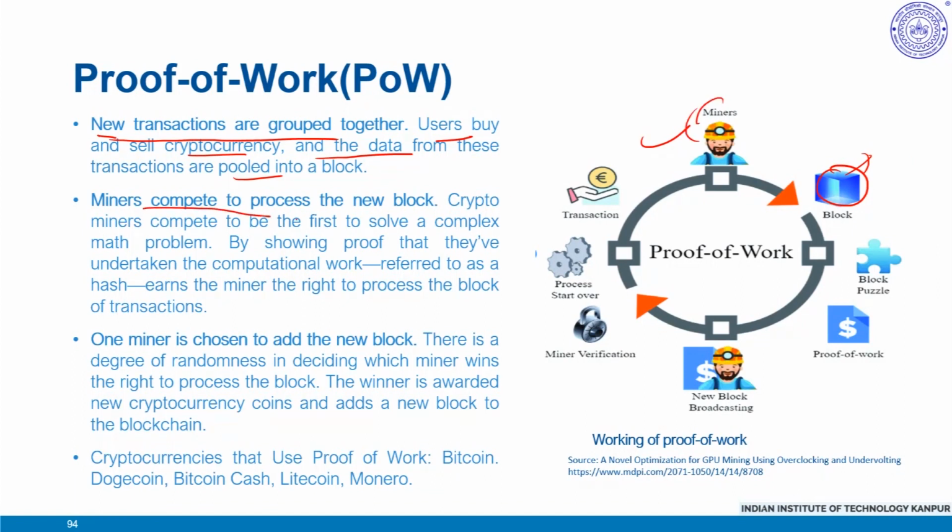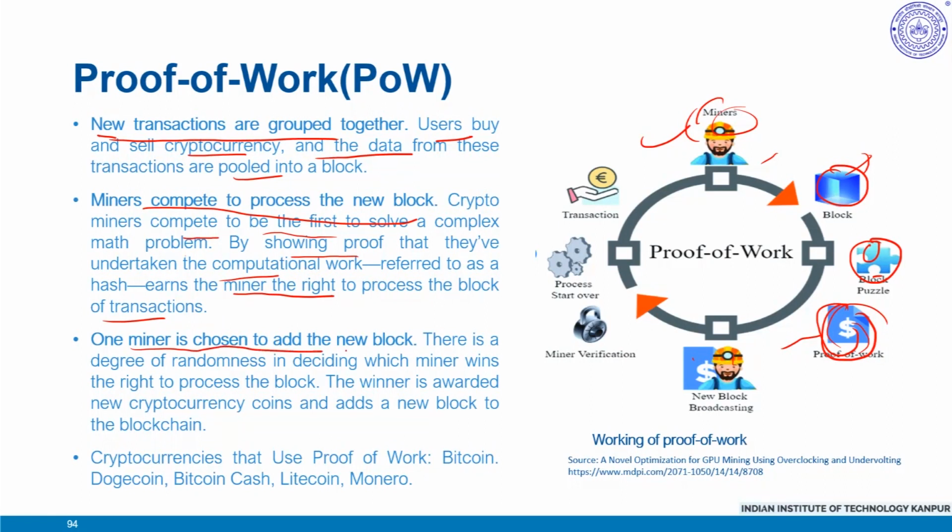Now these miners compete to process the new block. The crypto miners compete to be the first to solve some kind of mathematical problem. So there's a block puzzle, and the miners compete to solve this mathematical problem. Once they solve it, they show the proof of work that they have undertaken and completed this computational work by solving the puzzle. This proof of work is referred to as a hash, and they use this proof of work to show other nodes in the blockchain and earn the right to process the block of transactions. Whichever miner provides the proof of work first gets the right to process the block of transactions.